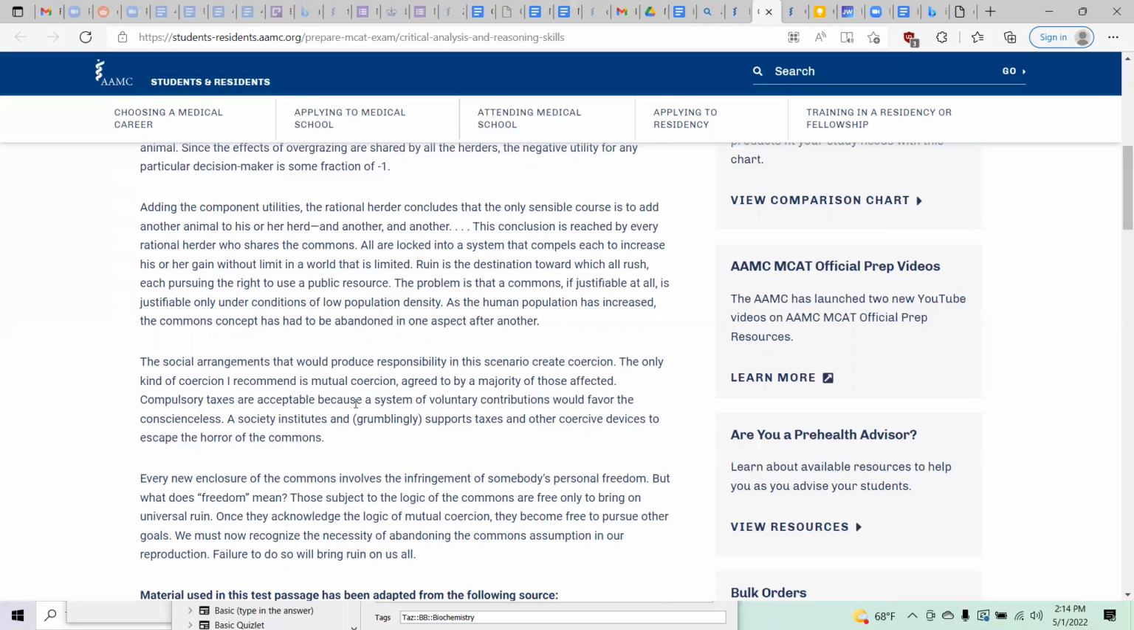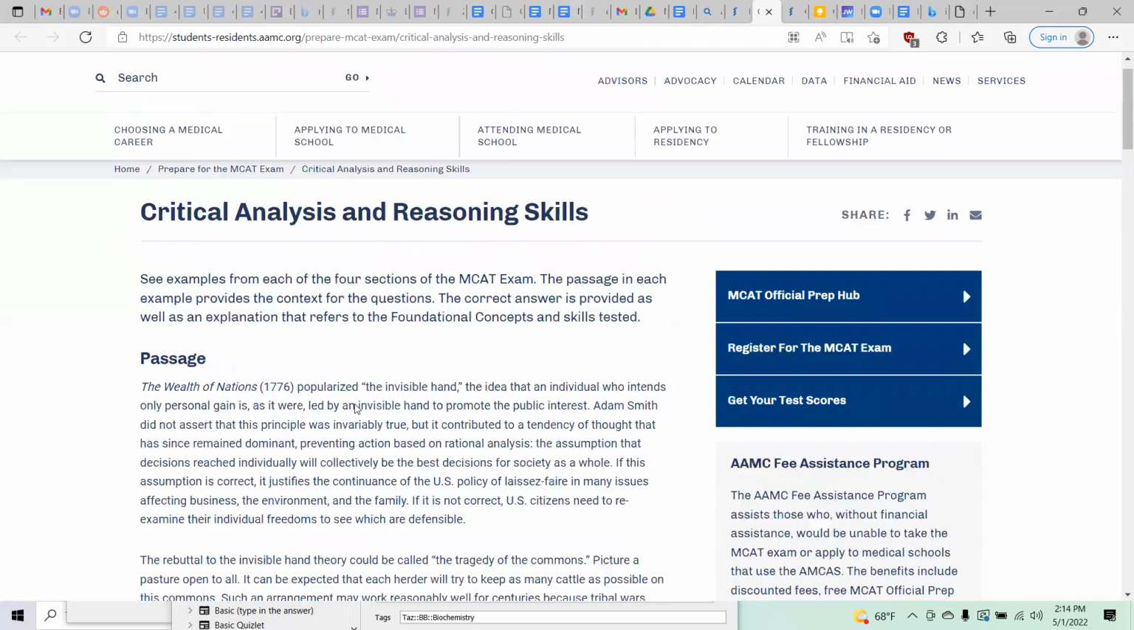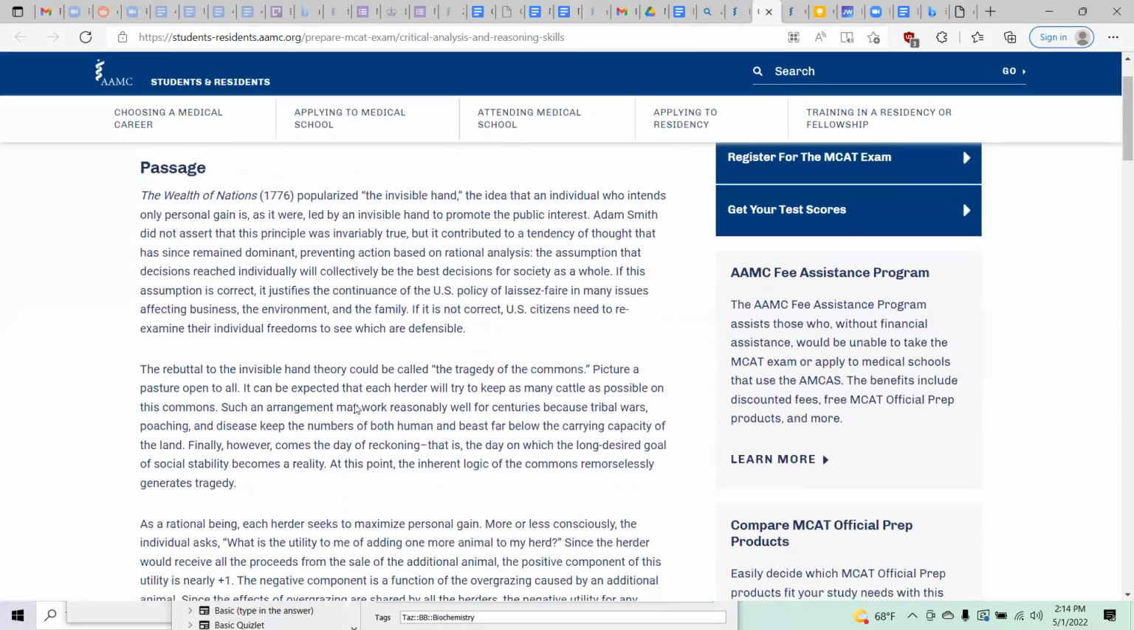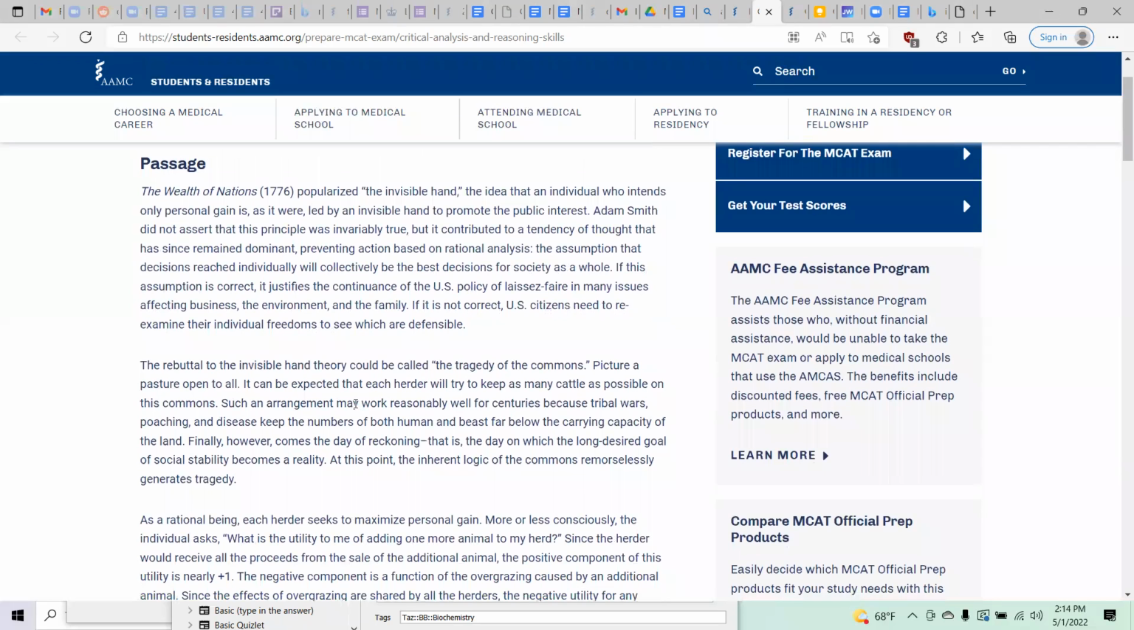Okay, so before we go through the highlighting, let's think about what this passage is about and how the author feels about it. I literally did not like this passage at all. These are the passages that I hate for the AAMC. Good. So we're going to learn to love them, because they're good passages.